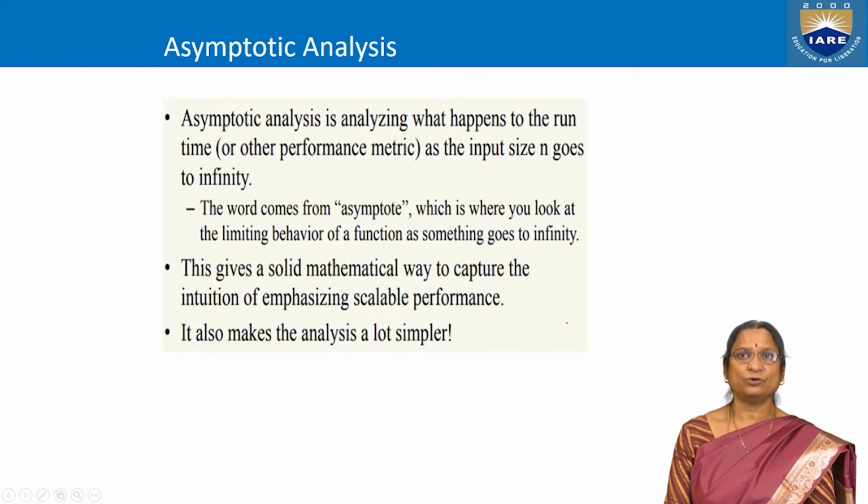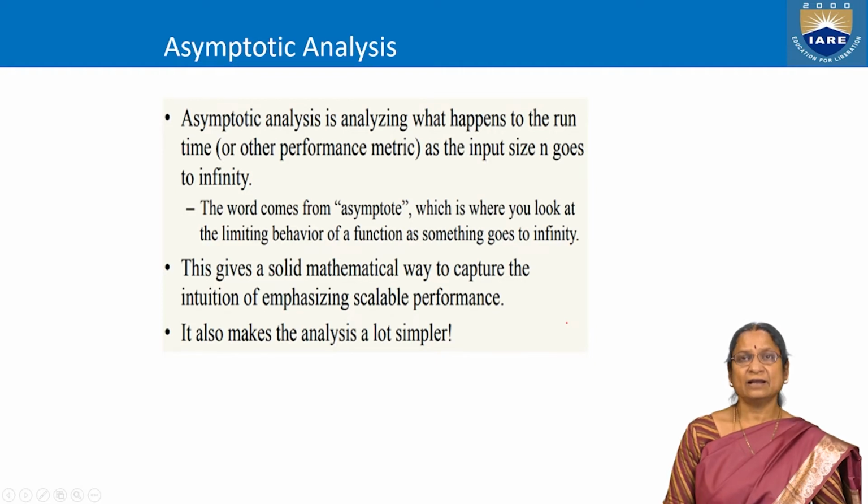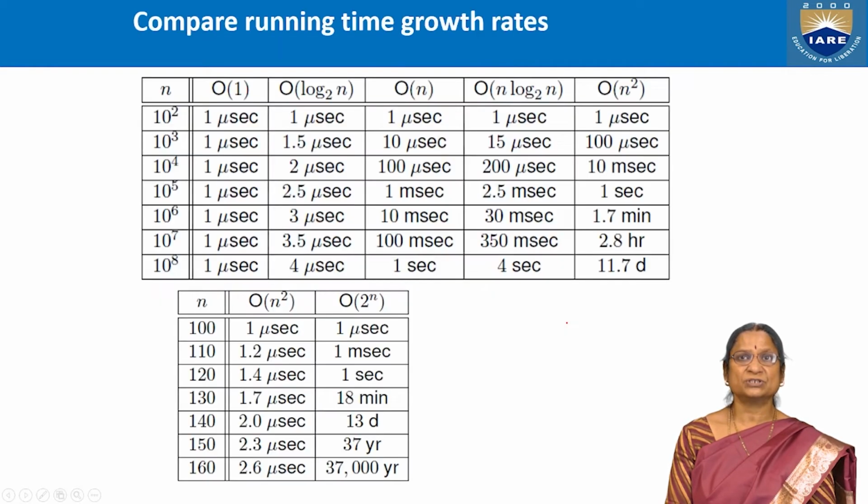This gives a solid mathematical way to capture the intention of emphasizing scalable performance. As n keeps increasing, we prove mathematically what happens to the function of the performance metric. It also makes the analysis much simpler, as we can represent it as a growth function of the input size. Generally, running times are compared based on growth rates. Let us assume n takes values like 100, n squared, and n equal to 10 squared, 10 cubed, 10 power 4, 10 power 5, 10 power 6, and so on. That is, we are increasing n exponentially.